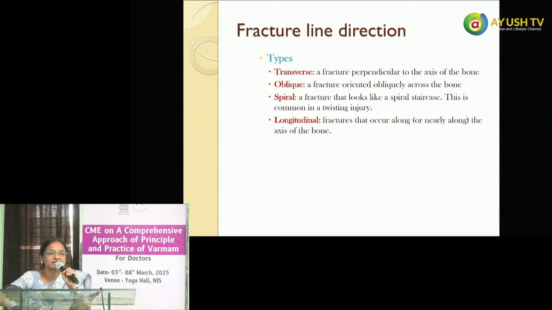And the fourth variety will be longitudinal fractures. So longitudinal na vertical fractures. Bone oda long axis this fracture will be along the long axis. That is called as a longitudinal fracture.